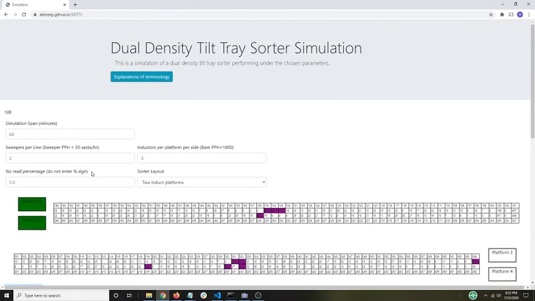This is my dual density tilt tray sorter simulation, and this has been my CS50 final project. Thank you.